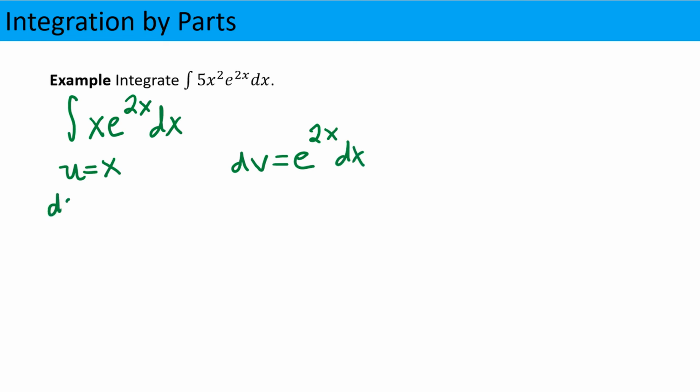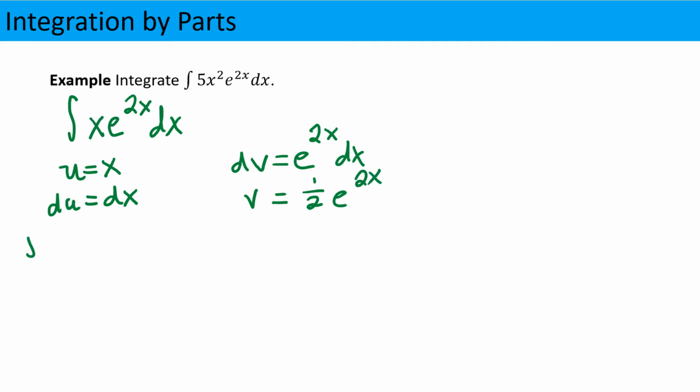To find du, you have to take the derivative of what you set u equal to, and so the derivative of u is du, the derivative of x is dx. Now, to find v, you have to integrate whatever we set dv equal to. We set dv equal to e to the 2x dx, and we actually found that integral in the previous problem, and so we know that the integral of e to the 2x dx is 1/2 e to the 2x.